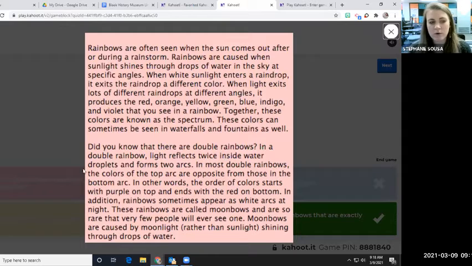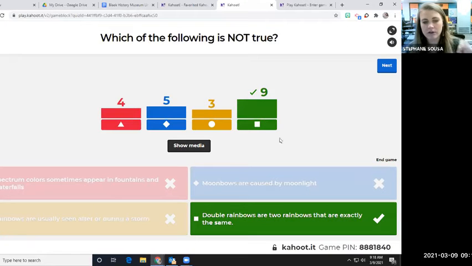In most double rainbows, the colors of the top arc are opposite from those in the bottom arc. In other words, the order of the colors starts with purple on top and ends with red on bottom. Okay? So these are not 2 separate rainbows, but it is 2 different arcs.